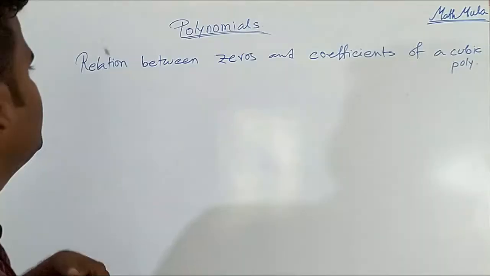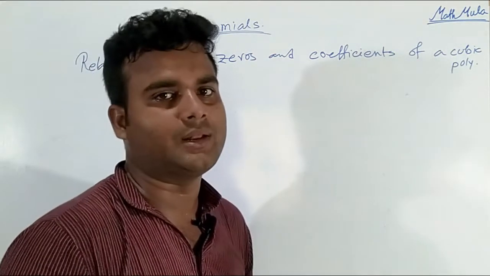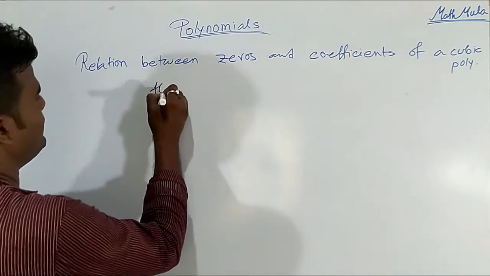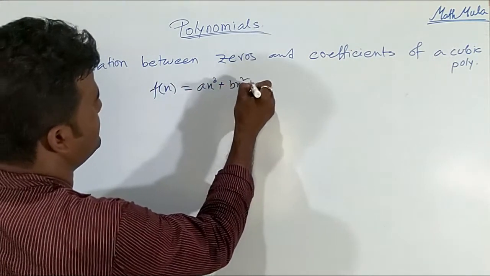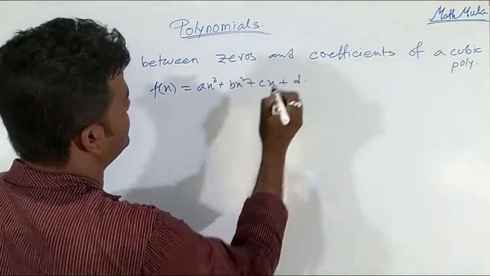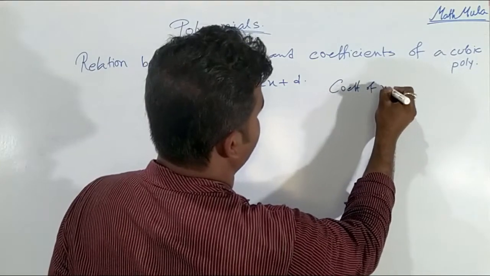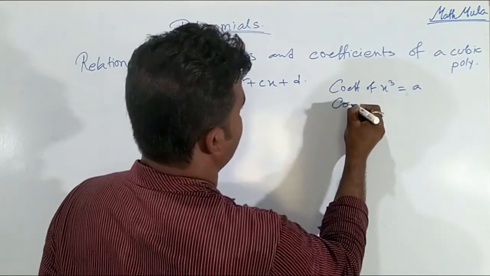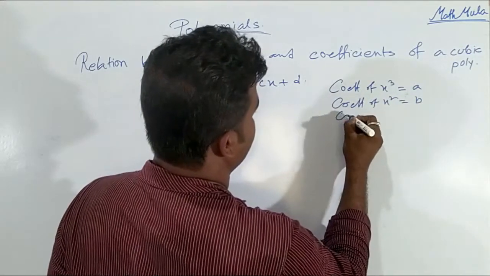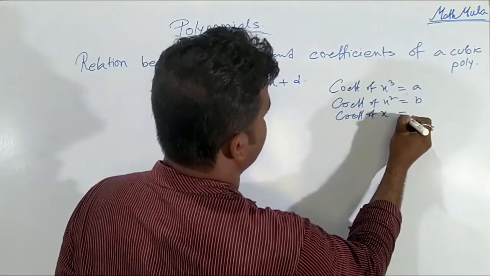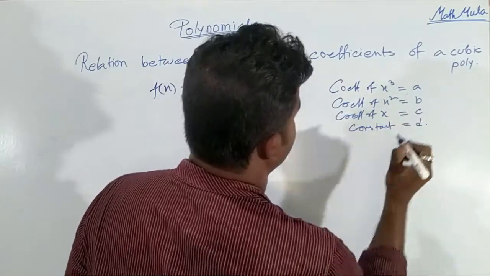Today we learn the relation between zeros and the coefficients of a cubic polynomial. Now what is a cubic polynomial? f of x is equal to ax cube plus bx square plus cx plus d. This is a cubic polynomial, and the coefficient of x cube is a, the coefficient of x square is b, the coefficient of x is c, and the constant term is d.